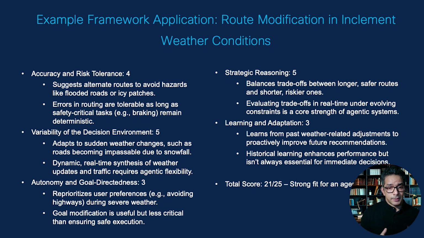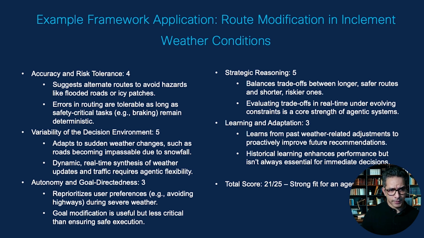Variability of the decision environment is going to be quite high. And we talked about how the more variable the environment, the more a properly configured agentic system will be useful. So I've given it a high score of 5 because it can adapt to sudden weather changes, such as roads becoming impassable due to snowfall. And in these scenarios, dynamic real-time synthesis of weather updates and traffic requires agentic flexibility.